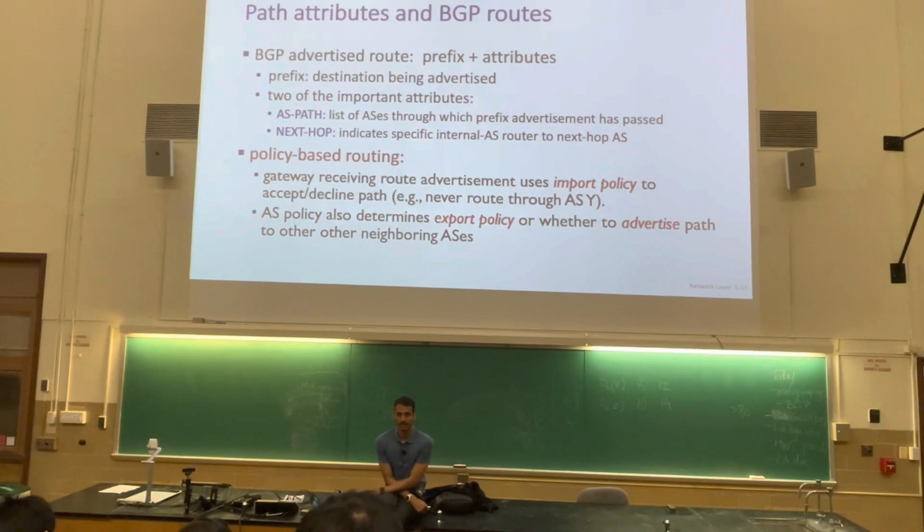BGP is called a policy routing protocol. Link state routing and distance vector routing, intra-AS protocols, are called shortest path routing protocols. Link state and distance vector are just two different ways to compute shortest paths, but they're both shortest path routing protocols. Inter-domain routing is not shortest path. Inter-domain routing is not trying to give you short paths, low delays, and good performance.